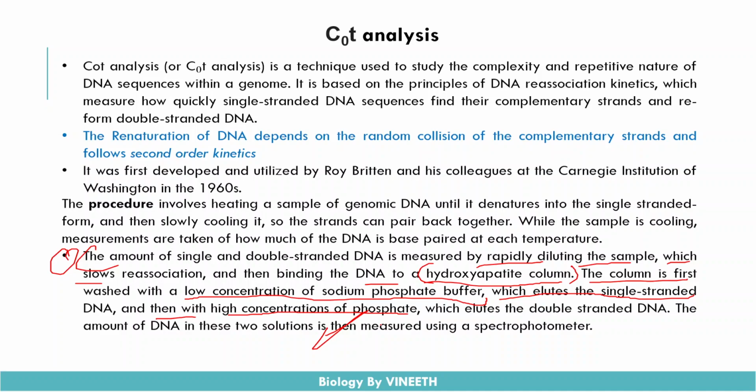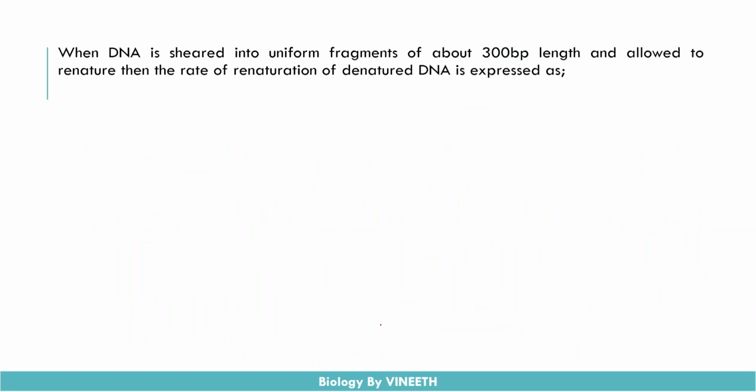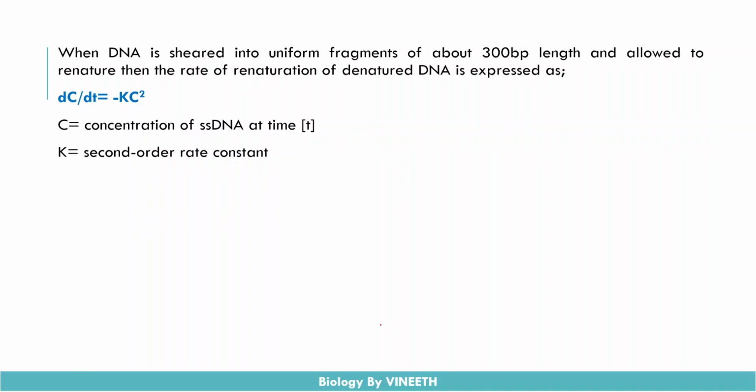So whether the DNA is of a repetitive nature, or contains unique sequences, this kind of observation will be made by the spectrophotometric analysis. There is an equation when DNA is sheared into uniform fragments of about 300 base pairs in length and allowed to renature. The rate of renaturation of denatured DNA is expressed as dC by dt equals minus k C squared. Here C represents the concentration of the single stranded DNA at the initial time, and k represents the second order rate constant.